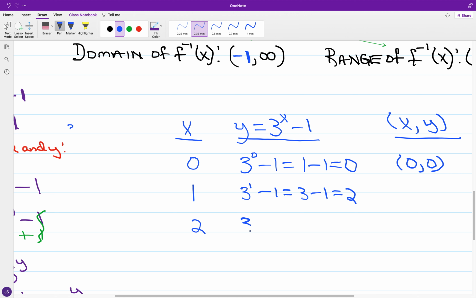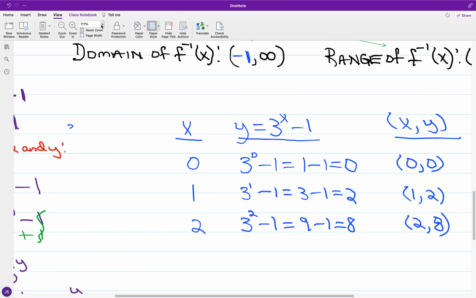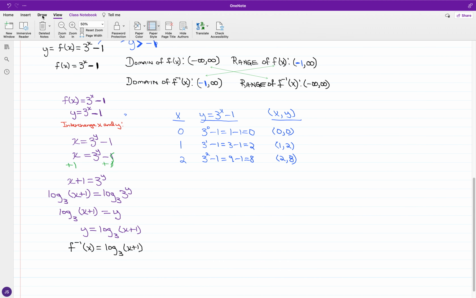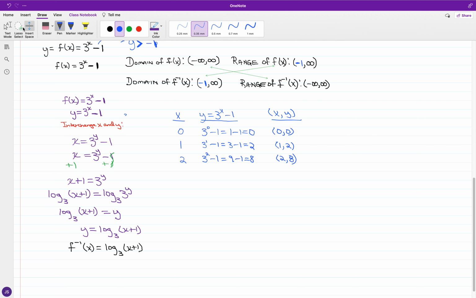And I could continue, if I have x at 2, 3 to the second minus 1. 3 squared is 9, minus 1 is 8. So you have other ordered pairs at 1, 2, as well as 2, 8. And just looking at how this curve is going to appear.